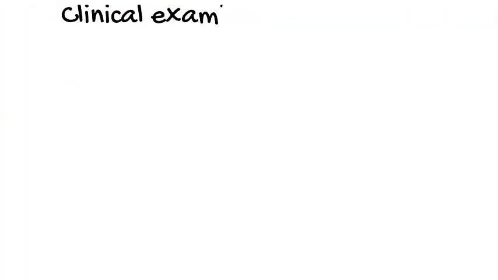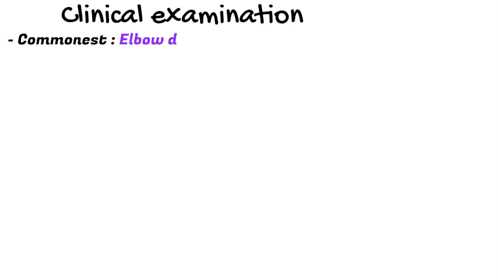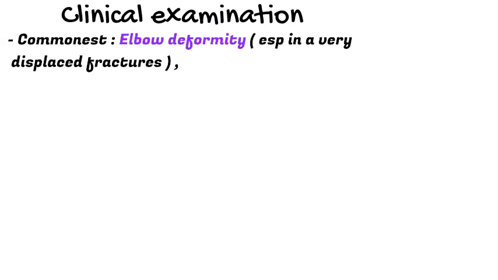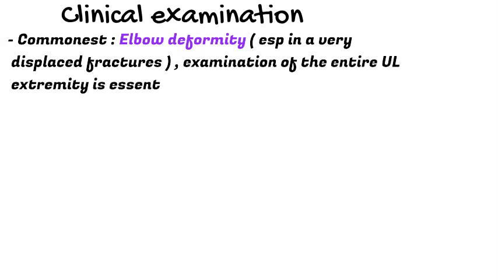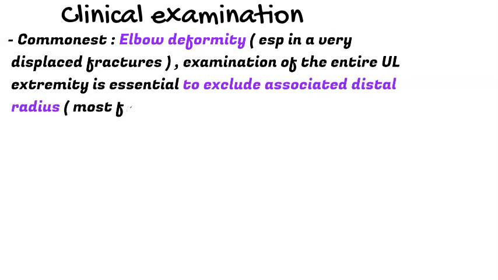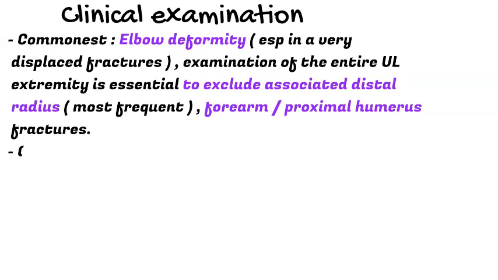For clinical examination, the commonest finding is elbow deformity, especially in very displaced fractures. Examination of the entire upper limb is essential to exclude associated fractures of the distal radius, most frequent, forearm or proximal humerus.